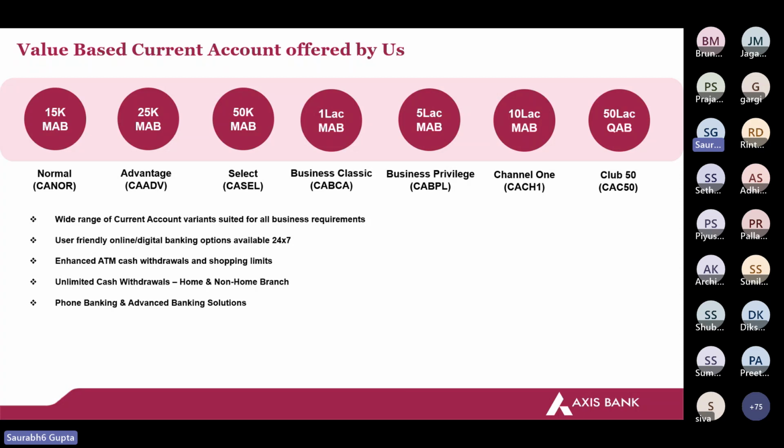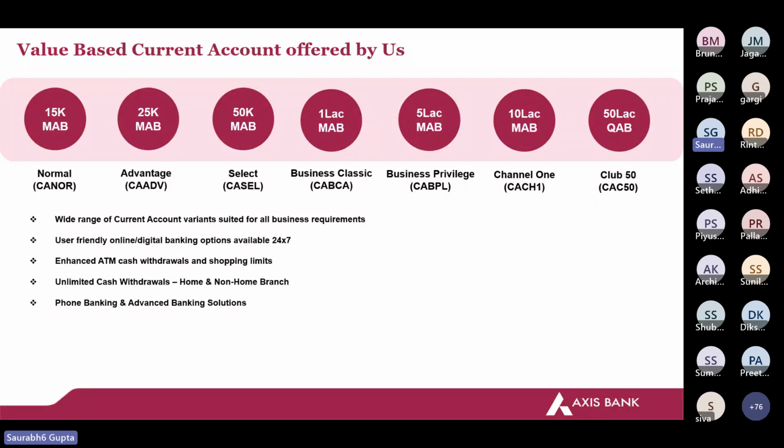Our starting variant is CANOR. CANOR is the product code for that particular product, and our system recognizes this product code. CANOR is the lowest variant and Club 50 is our highest top variant. In CANOR, the minimum average balance criteria is 15K, and for Club 50, the quarterly average balance criteria is 50 lakhs.